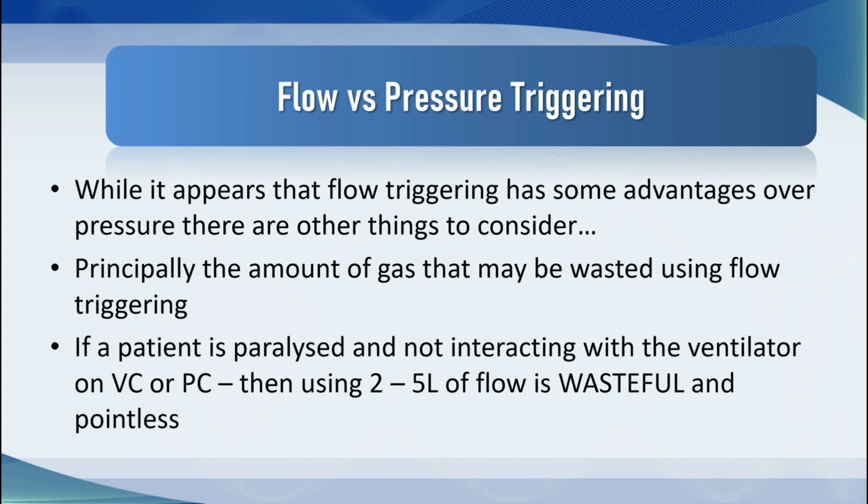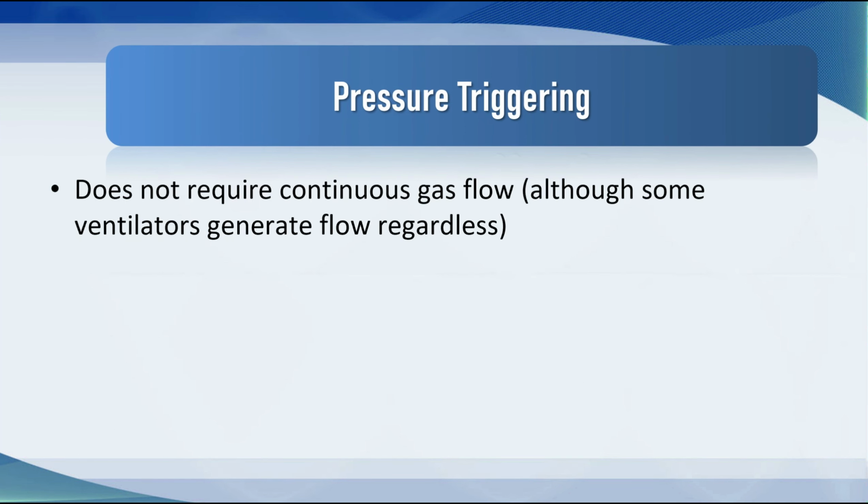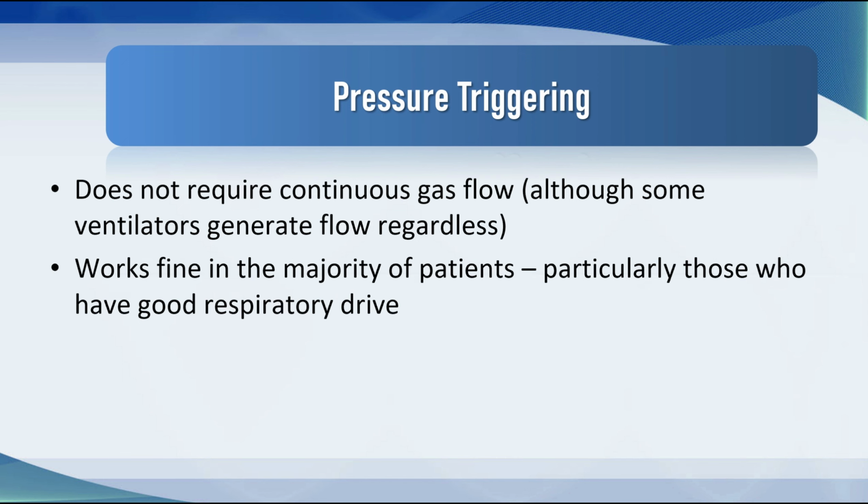And that is particularly the case if the patient is paralyzed and not interacting with the ventilator on volume control or pressure control. Very hard to set up these without having some form of assistance. So using 2 to 5 liters of flow-by is just wasteful and pointless in that scenario. There's a lot to be said for pressure triggering. It doesn't require continuous gas flow, not for all ventilators, but for many ventilators.